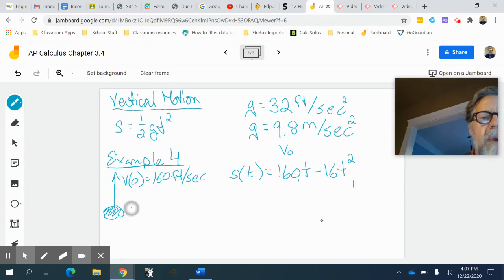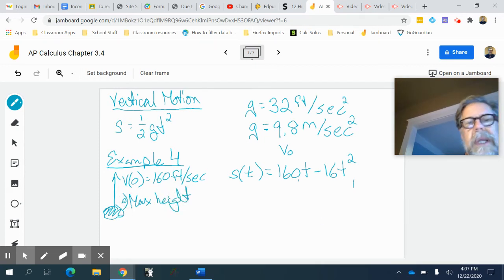So we want to know the max height. This is our first question. And of course, what do we know about the trajectory of a rock? Well, the max height is going to be when v is equal to 0. Excuse me, v is equal to 0, which means that s prime is equal to 0.